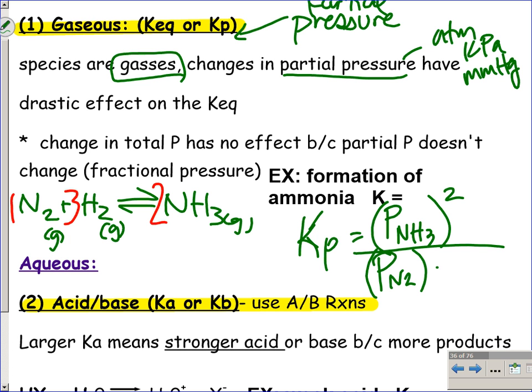Then we're going to multiply that by the partial pressure of hydrogen, but what else? Cubed, because of the 3 on the hydrogen's coefficient. So that's how KPs look, just a little different, but set up in exactly the same format, and if you have values, you can plug them in and solve for the KP. The same rules still apply: greater than 1, less than 1, products are favored or reactants are favored.